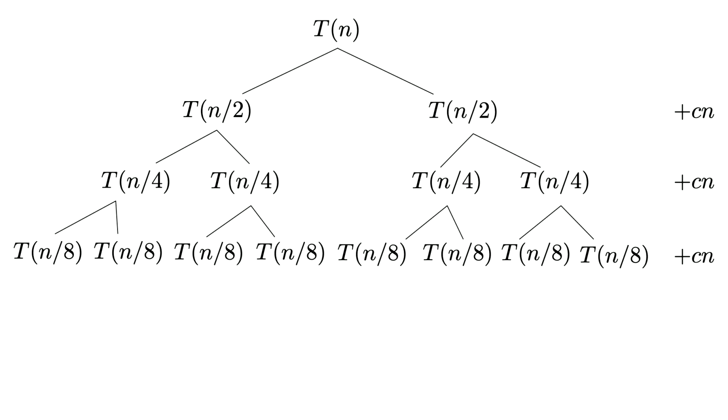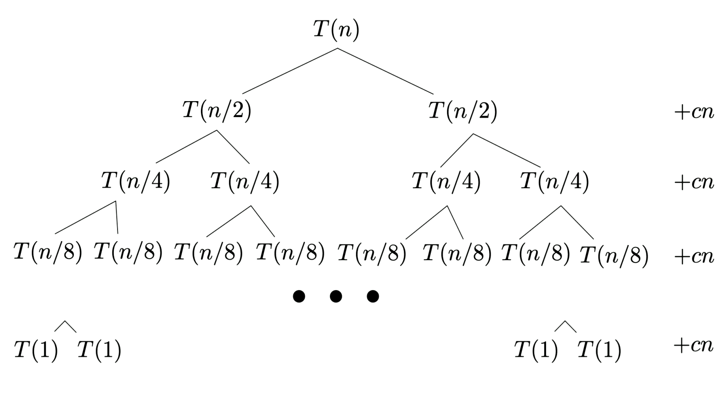Now we can expand each T of n over 8 term, and we keep doing that all the way until we reach the base case, where the argument to T is just 1. If you think about it a little bit, you can see that in each level, the total contribution from the create, solve, and combine term for that level is going to be c times n. Once we reach the base case of our recursion, we also know that T of 1 is just order of 1. The time to solve an instance of size 1 is constant.